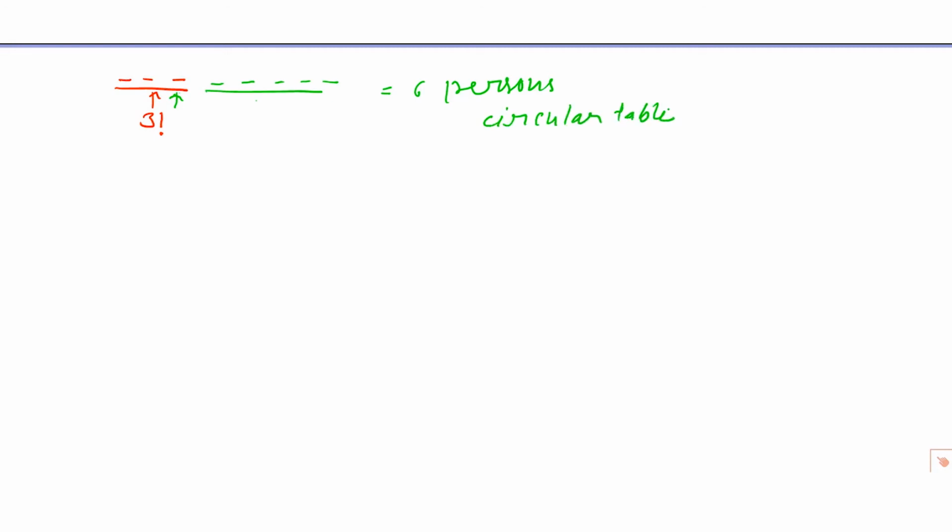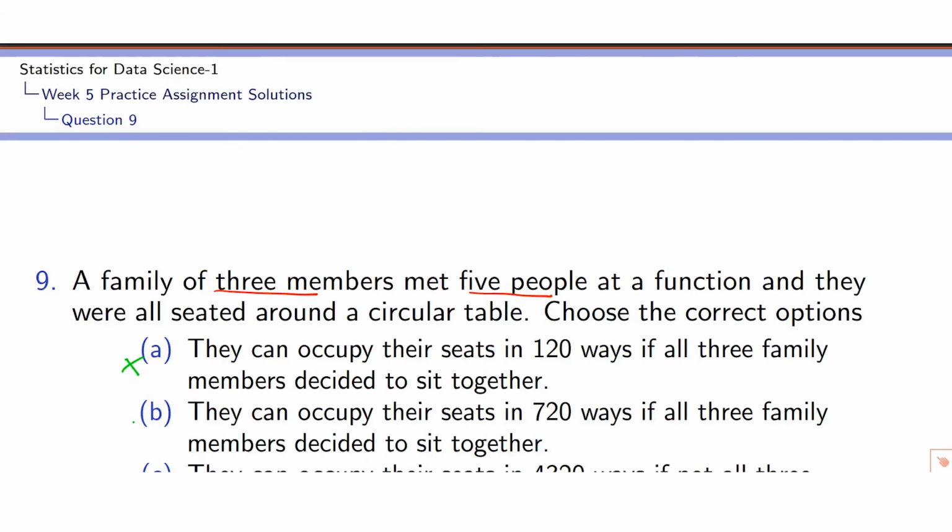So it can be done in 5 factorial ways, but these 3 family members can shuffle themselves, so it can be done in 3 factorial ways. So the total number of ways they can sit around a circular table will be 120 into 6, that will be 720. So 720 ways they can occupy their seats if all 3 members are allowed to sit together. So option A is wrong, option B is right.